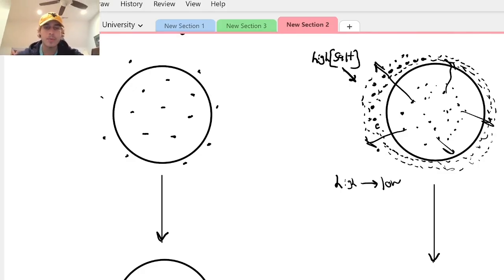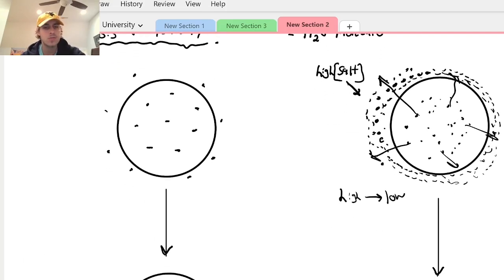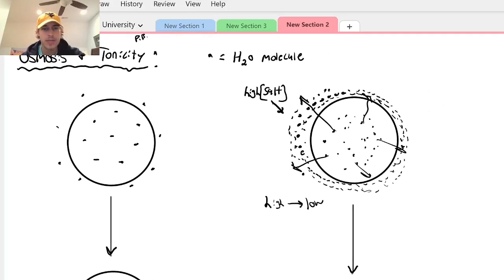And a common example of an isotonic solution is an IV. So if you guys have ever had to go to the hospital and they had administered IV fluids to you, this is a perfect example of an isotonic solution to prevent cellular damage. And yeah, it's pretty interesting. This one's pretty easy to understand. It's not too confusing, but the next two are where it can get a little tricky to some.